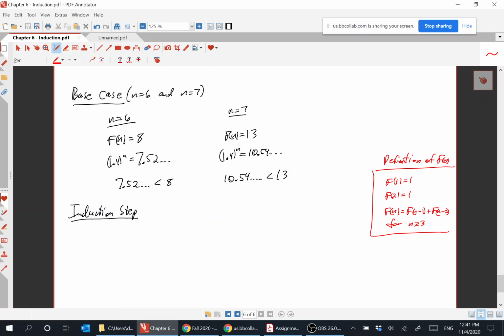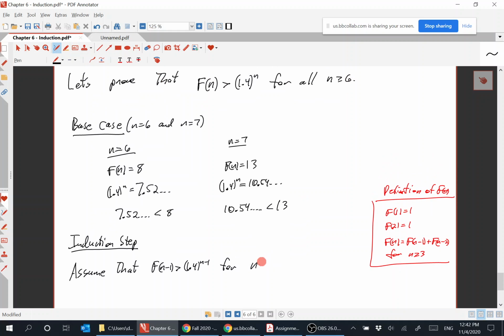So in the induction step, you actually need two statements in your induction hypotheses. You need to assume for one step back and for two steps back. So we will assume that Fn minus 1 is greater than 1.4 to the n minus 1, for some n minus 1 bigger than or equal to 6, and assume that Fn minus 2 is bigger than 1.4 to the n minus 2, for some n minus 2 bigger than or equal to 6. So two assumptions, because we need to work with two versions of Fn.